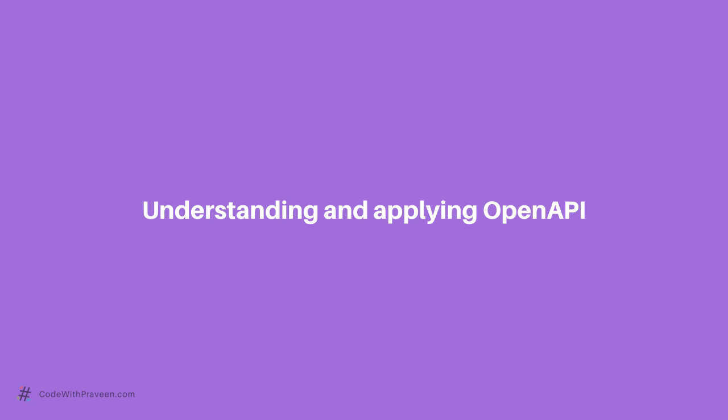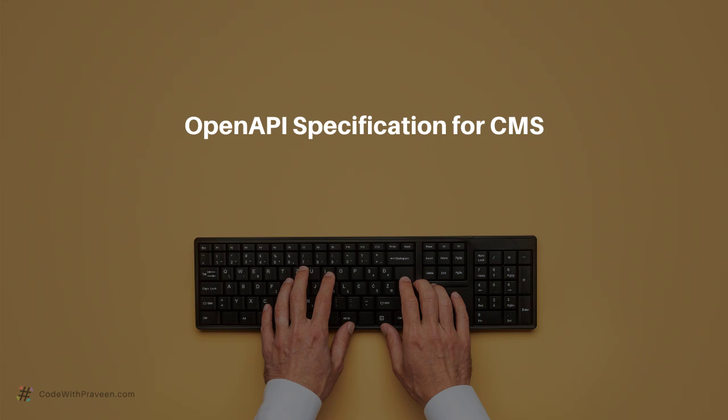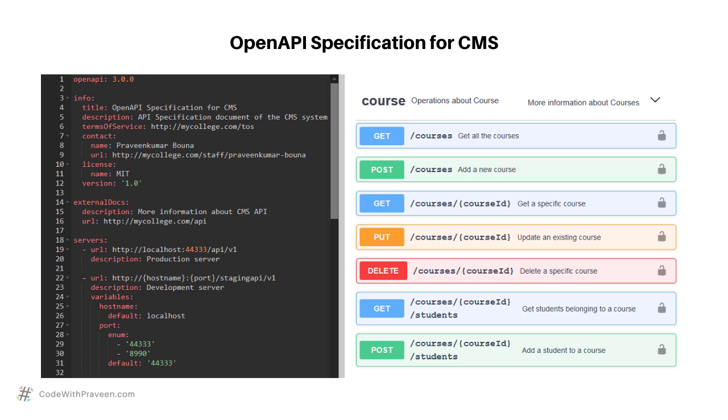In this course, you will gain significant knowledge of understanding and applying OpenAPI. You will be taken through a step-by-step process to know each section of it. We will look at various parts of OpenAPI by building an API for a college management system. We will add common operations such as get, post, put, delete for courses and student resources.